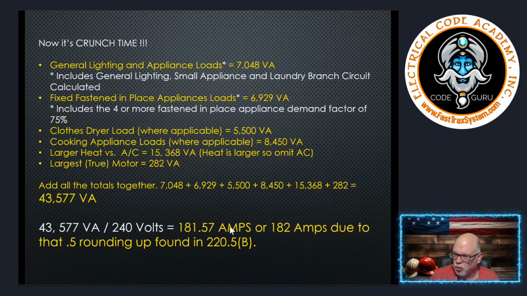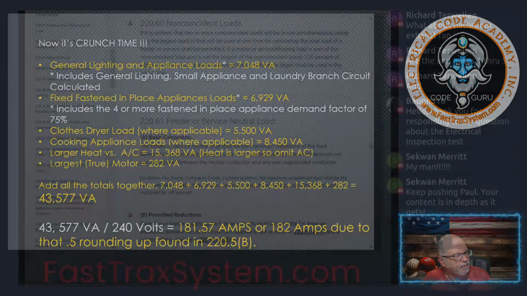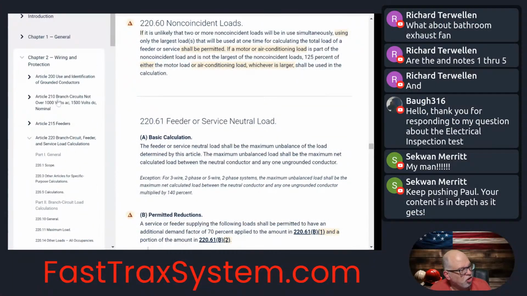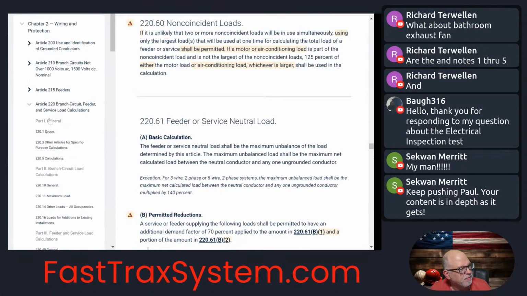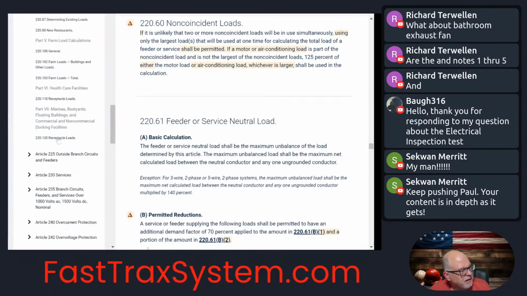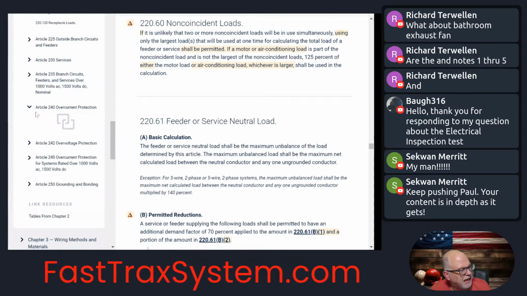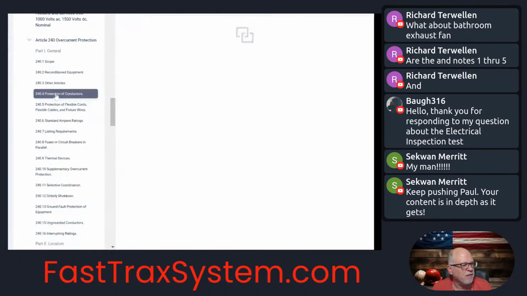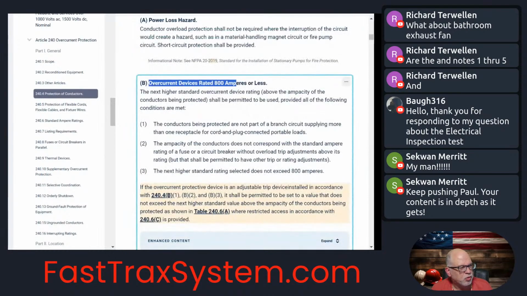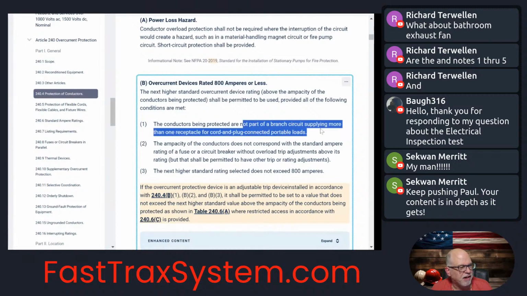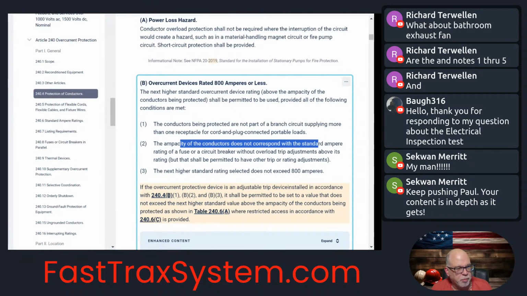So before we even see the answer, let's go to the NEC, and I'll show you where it says that. Bear with me. I'm visually challenged, folks, so I'm half blind anyway. So 240.4, where you see B: since we know it's not over 800 amps, and we're not dealing with a branch circuit, and it doesn't correspond to a standard size breaker because there isn't one at 182, and the next standard size does not exceed 800, then we're allowed to go to the next standard size.